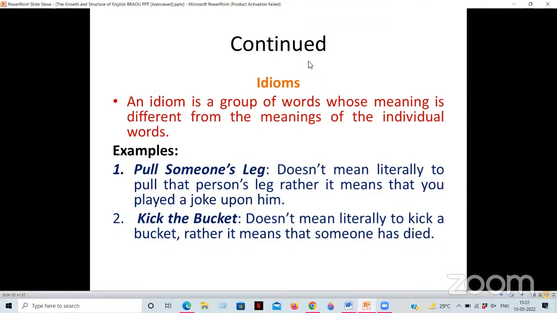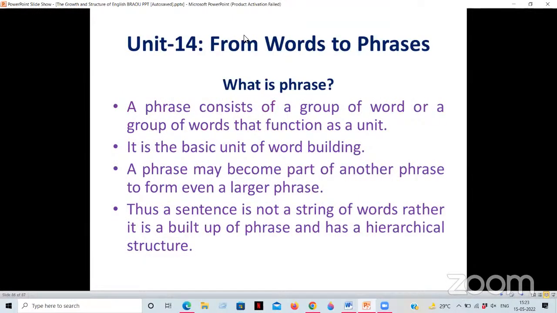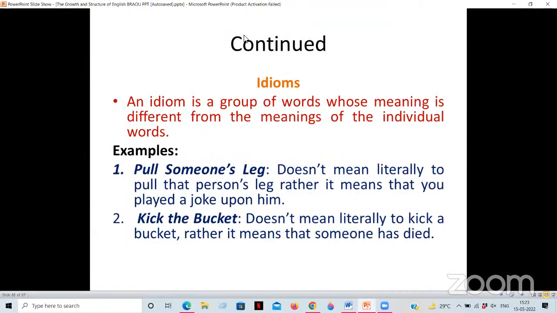No one wants to answer? Could you please repeat your question, sir? Are you asking about idiom? No, I'm asking about phrase. What is phrase? A group of words or a sentence. A sentence cannot be a phrase. Okay, a group of words.